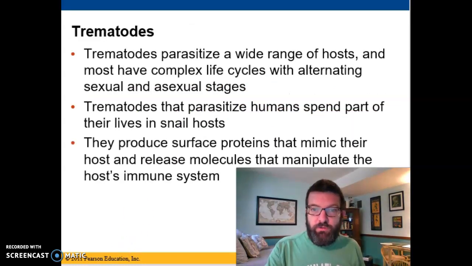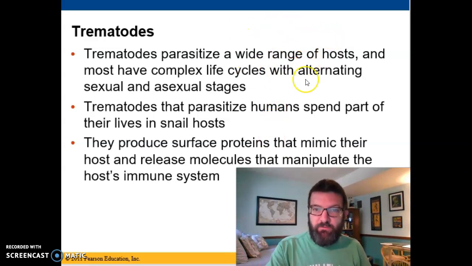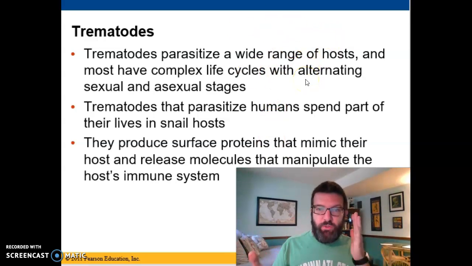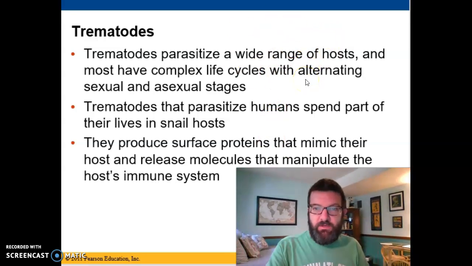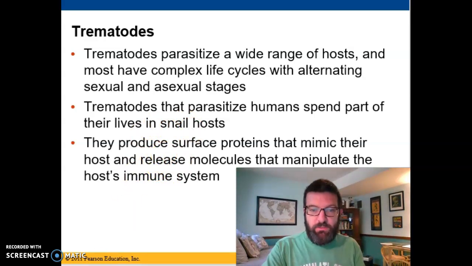Trematodes are known largely for their complex life cycles. They tend to parasitize a wide range of hosts, and they tend to alternate between different hosts at different life stages. So trematodes that parasitize humans, like liver flukes, often spend, or always spend, part of their life in snail hosts as well, and they're pretty good at mimicking our surface proteins so they can hide from our immune system.